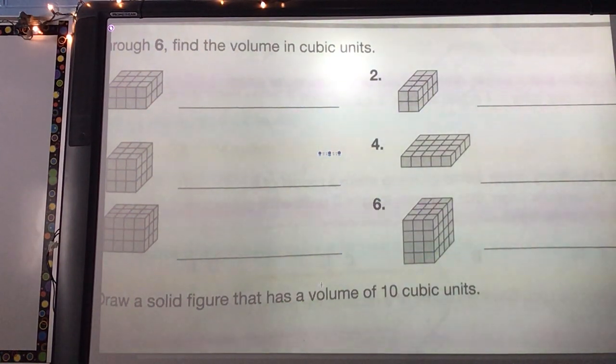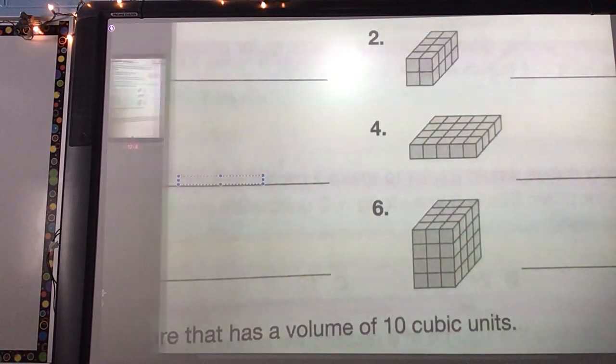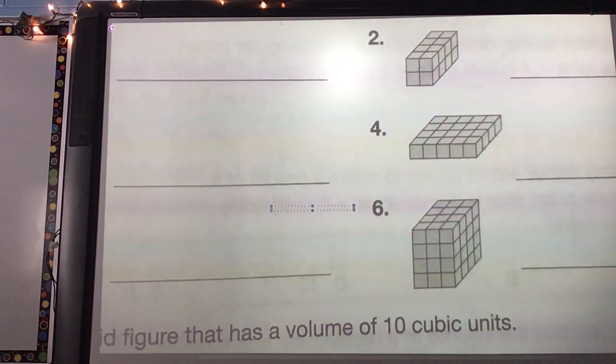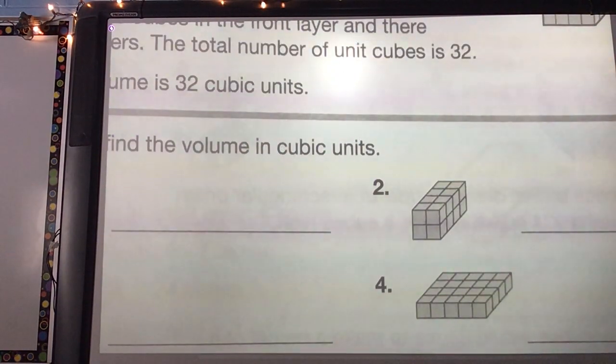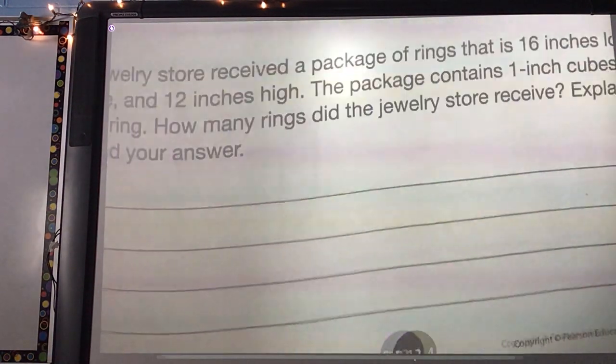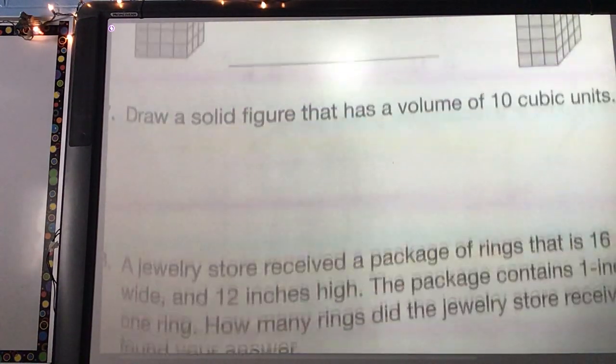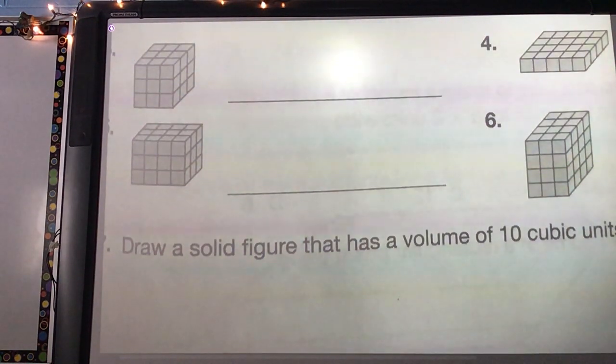Number 5, what is your volume? Everybody? I can't see it. There's too many numbers. They won't let me scooch it over either. Hold on. I'll have to check that attachment. Okay, number 5.